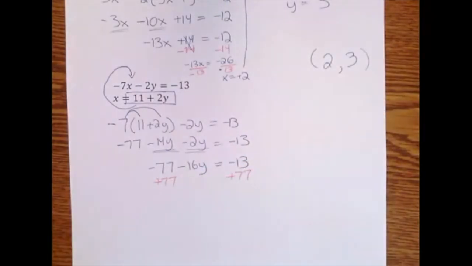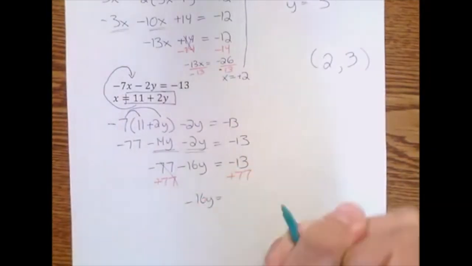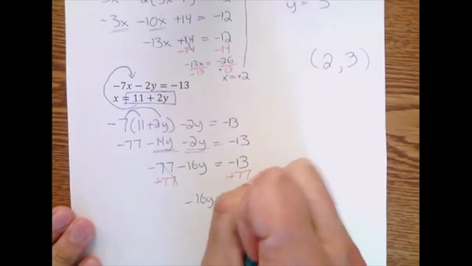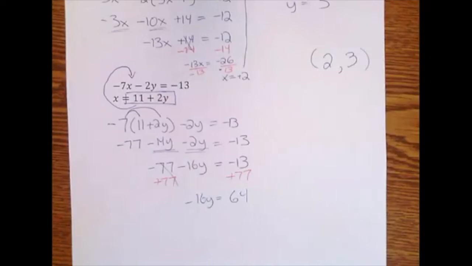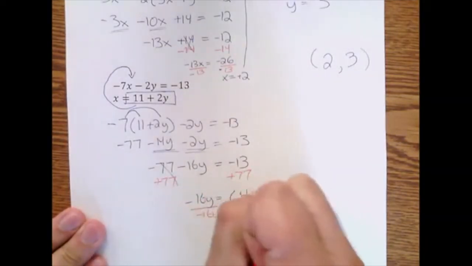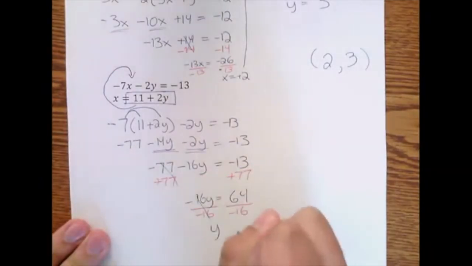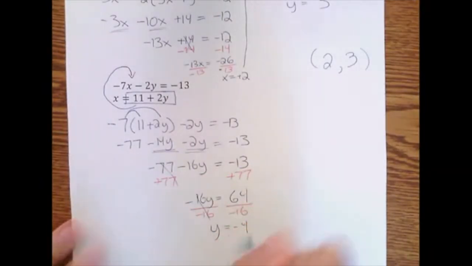Add 77, add 77. That leaves us with negative 16y equals 64. Divide by that negative 16, divide by that negative 16. We're left with y equals negative 4.